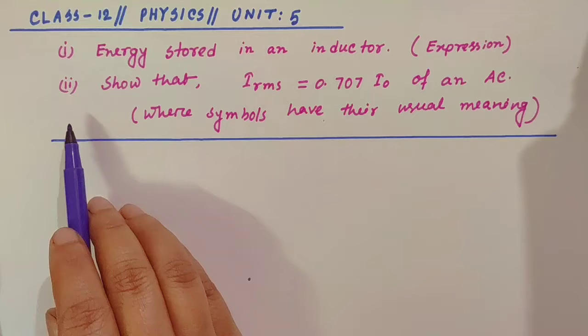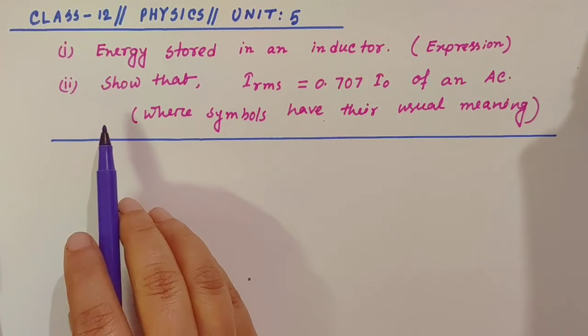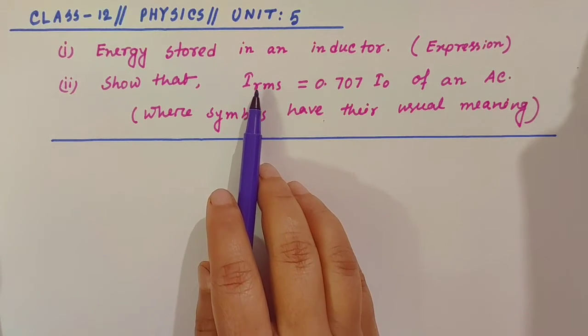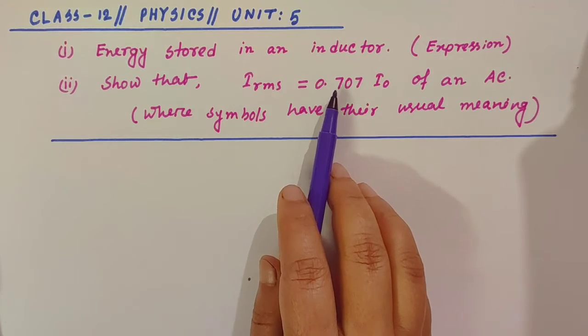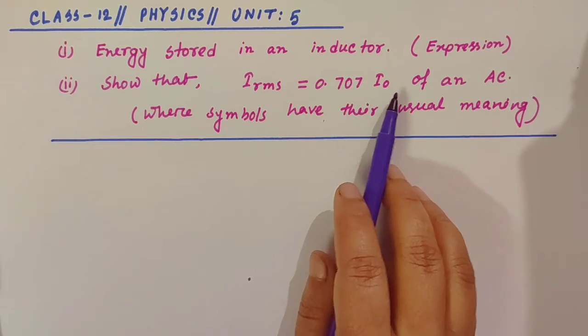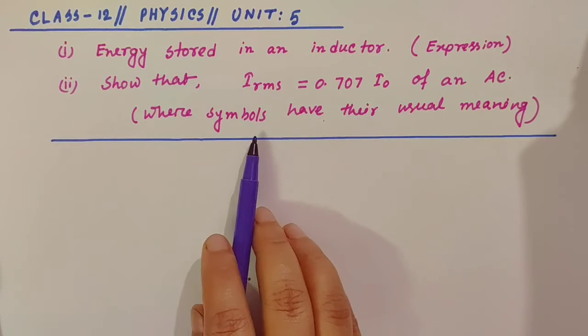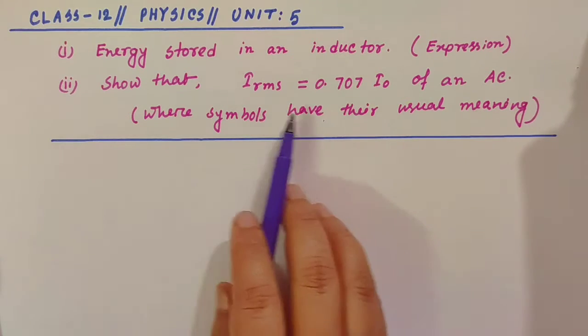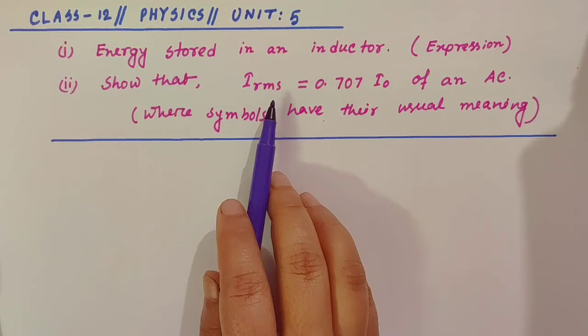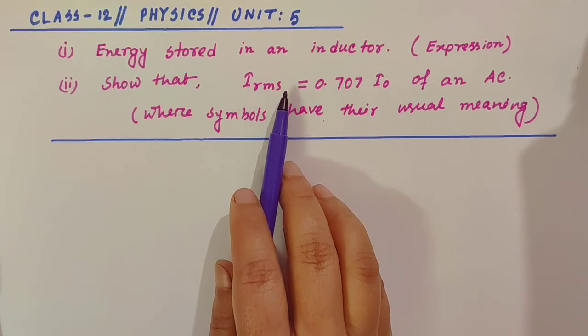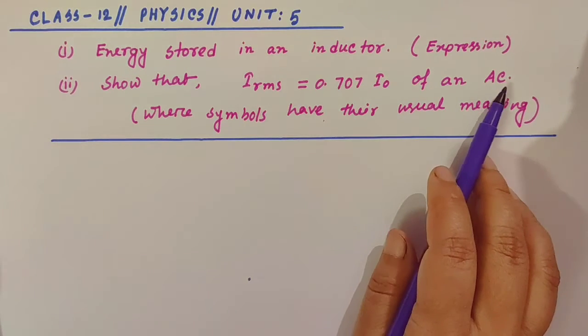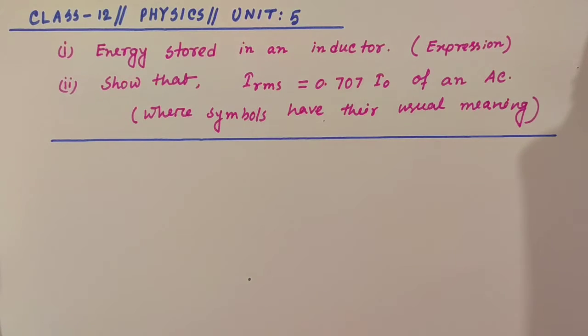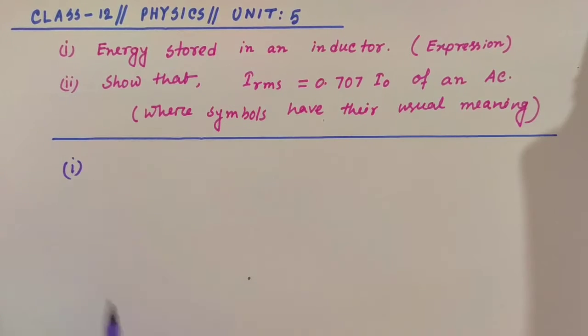And the second question is we have to prove that I RMS is equal to 0.707 I naught of an AC, where symbols have their usual meaning. That means here I RMS means root mean square value and AC means alternating current. Okay, so let's start. So the first one is energy stored in an inductor.